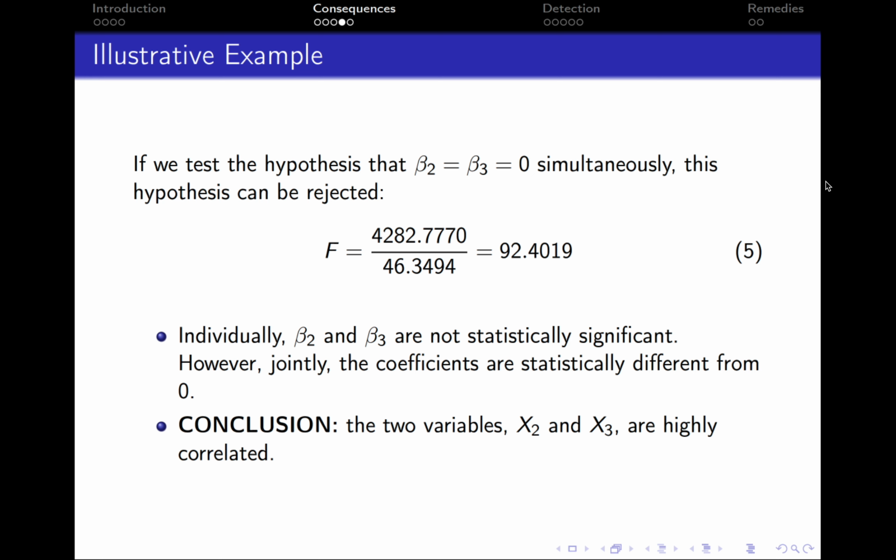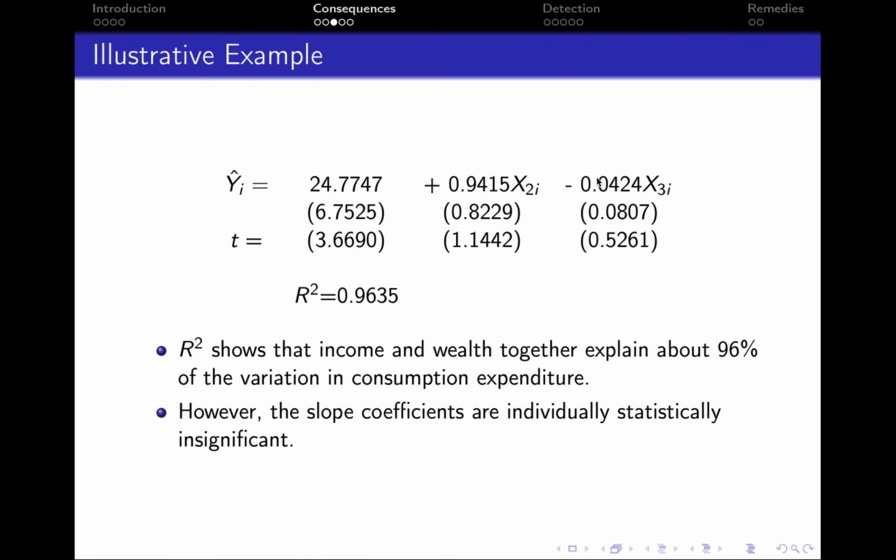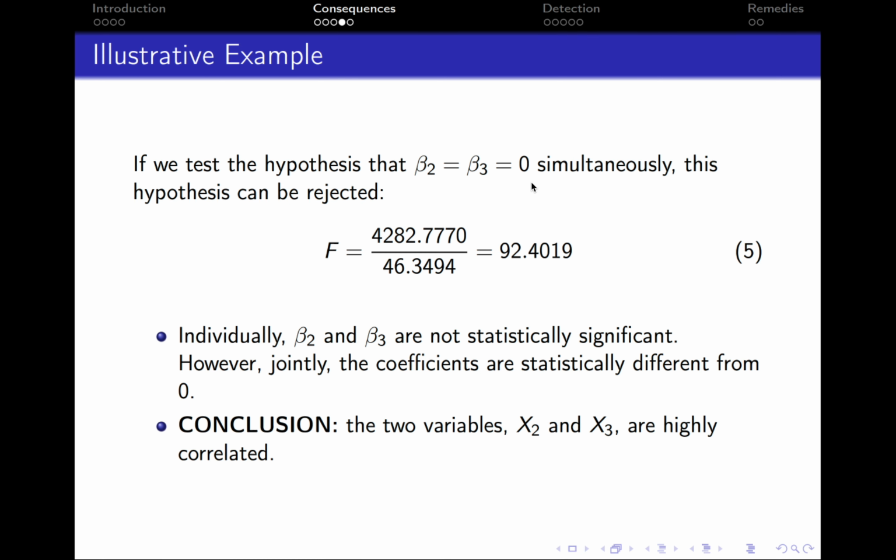Another interesting paradox is that if you test the hypothesis that beta 2 and beta 3, the slope coefficients, are simultaneously equal to 0, this hypothesis will be rejected. If you look at this result, the F statistic is equal to 92, and you'll have to believe me, it is very much higher than the critical value. So we reject the null hypothesis that beta 2 and beta 3 are simultaneously equal to 0, which means that simultaneously they are different from 0.